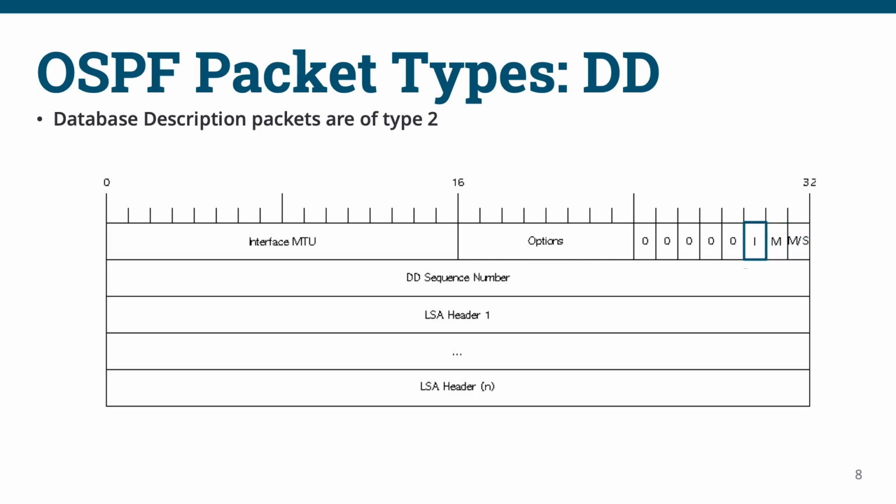The I flag seen here is also called the init flag. When this is set to 1, it indicates to the receiving router that this is the first DD packet being sent in the sequence.